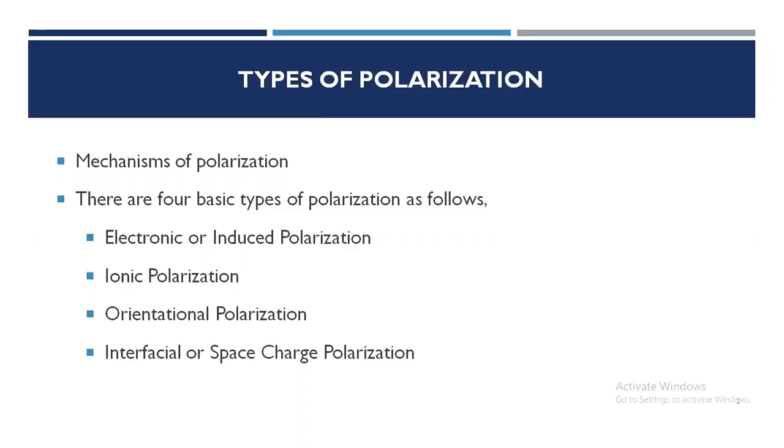Let's see the different types of polarization. There are four types of polarization. First is electronic or induced polarization. Second, ionic polarization. Third, orientational polarization. And fourth, interfacial or space charge polarization.